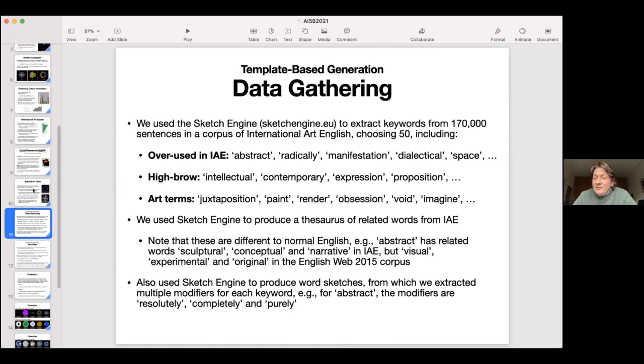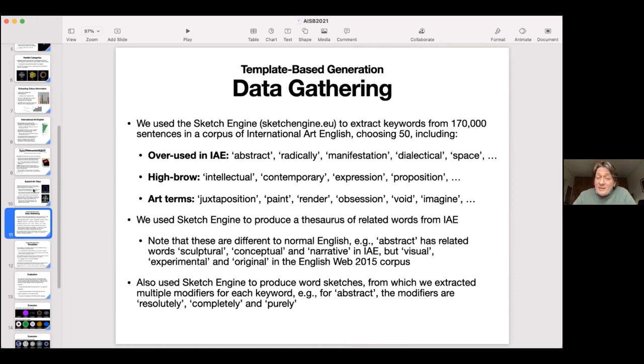So related words to abstract in Art English are sculptural, conceptual, and narrative. But if you do the same exercise with the English web corpus, then words related to abstract are visual, experimental, and original. So they're very different words you get there.